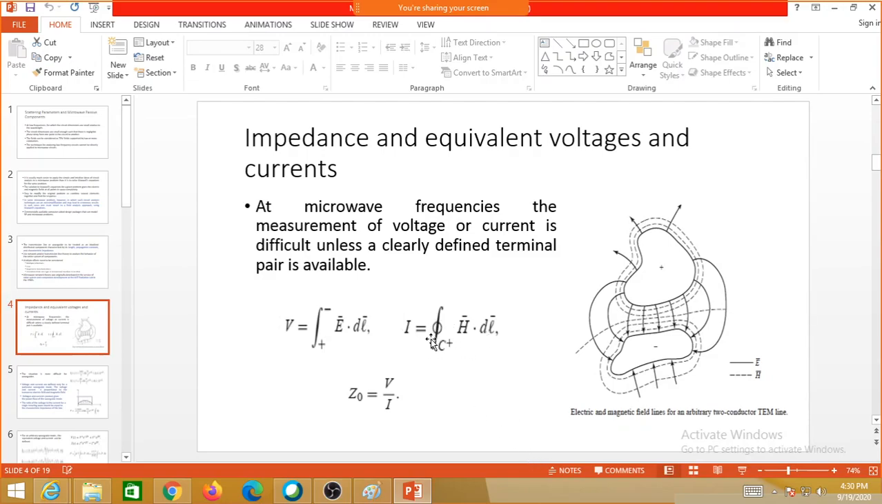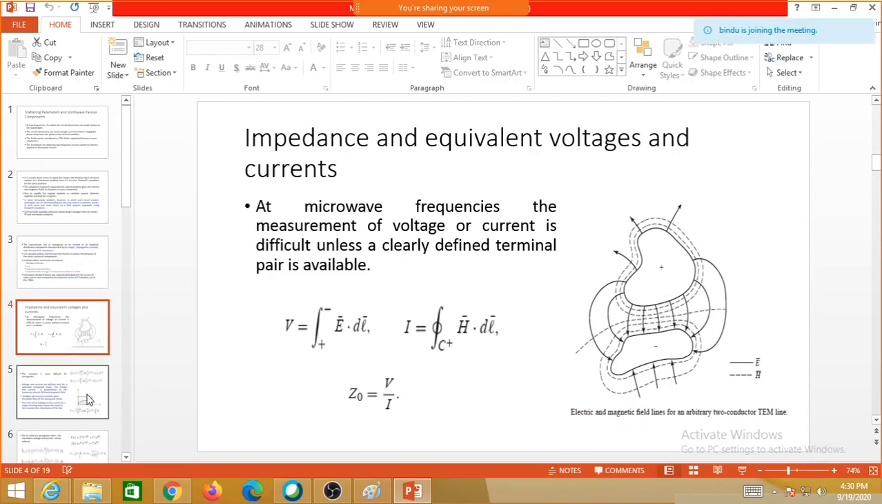This is actually a closed contour. When we integrate the magnetic field over a closed contour, we get the current. You might know the well-known law, which is Ampere's law, so from that we can calculate this. In general, we can calculate the impedance by taking the ratio of this voltage and current. This is generally a two conductor transmission line, which has a TEM mode of propagation.